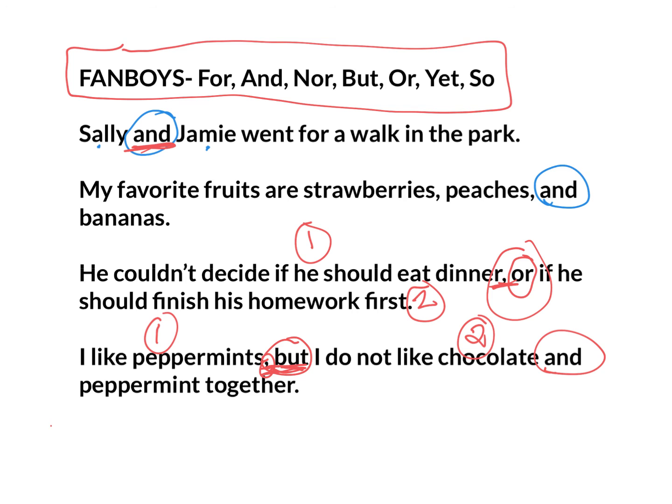Make sure that you add the fanboys to your notes with what a conjunction does, because you do need to be able to recognize them.